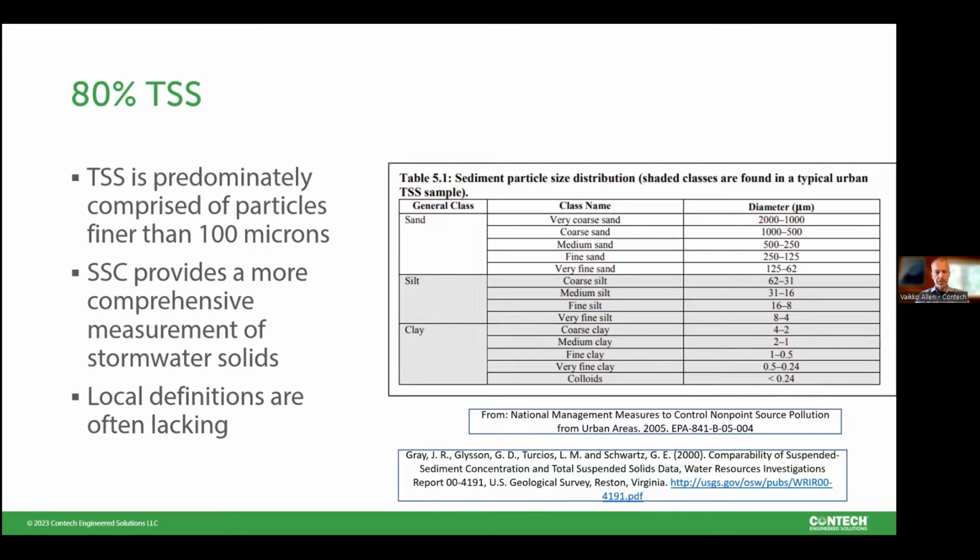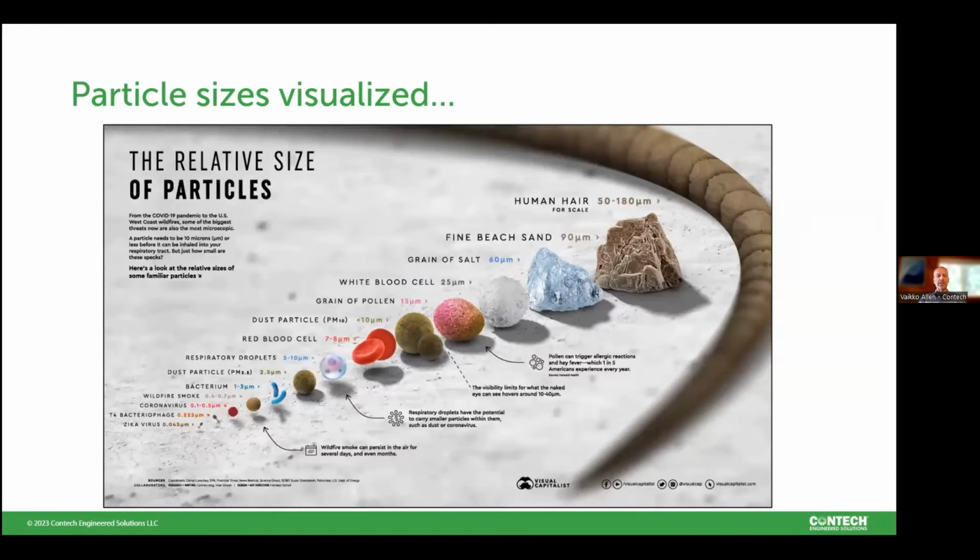So from EPA's perspective, when they were talking about TSS removal, they were really looking at that silt and clay fraction, what you see shaded on the table here. They weren't so much interested in the sand fraction, but that actually is important. So it's also important when we're looking at TSS removal standards to know whether we're specifically talking about TSS or SSC or some combination.